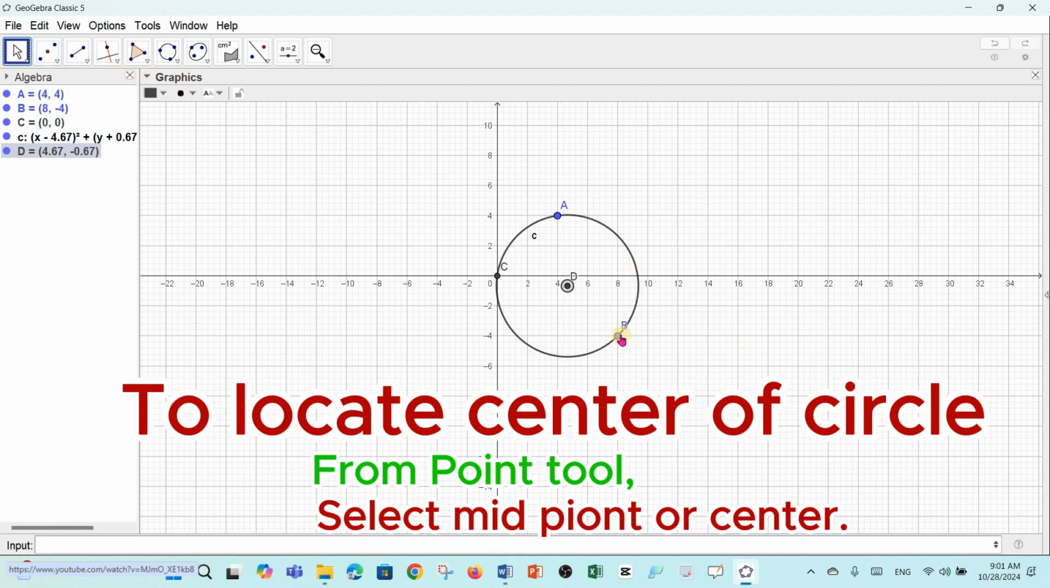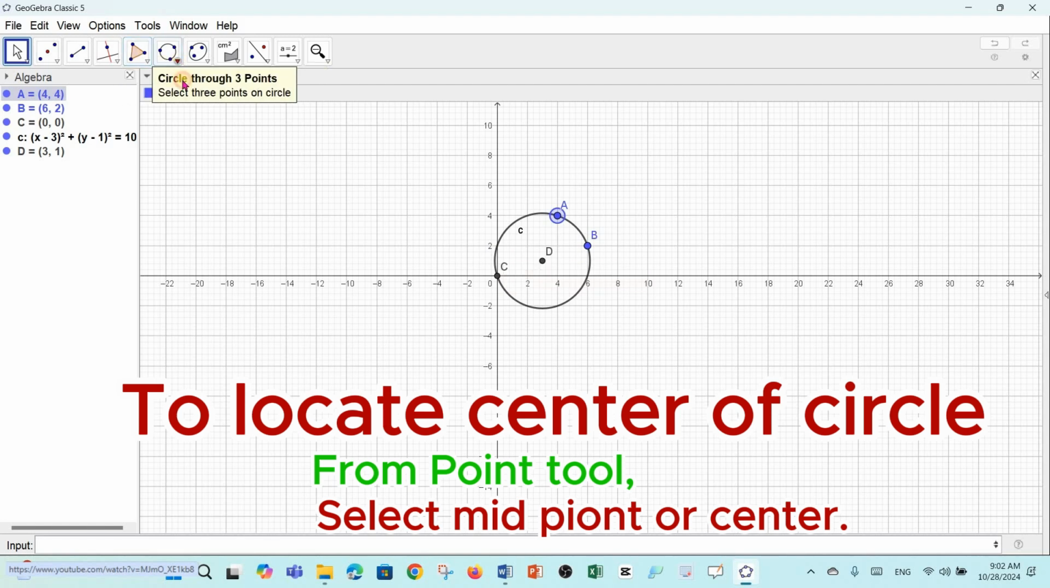We can move its point, and the center will also be moved like this. Now its center is 3, 1, and the circle passes through the points C 0, 0, A 4, 4, and B 6, 2. Its center is 3, 1.